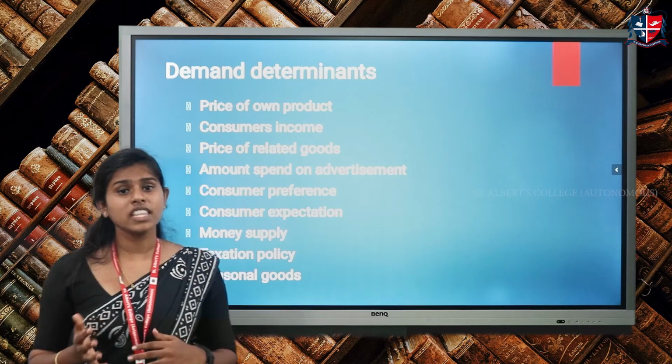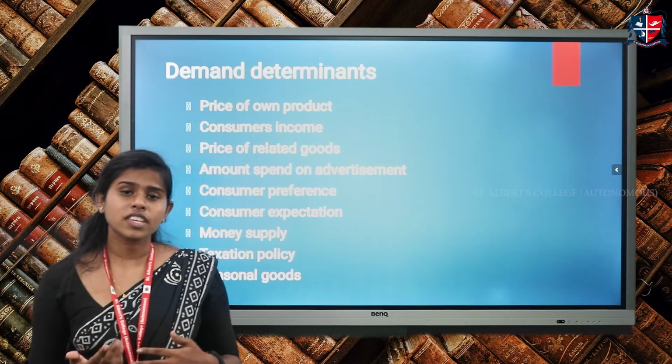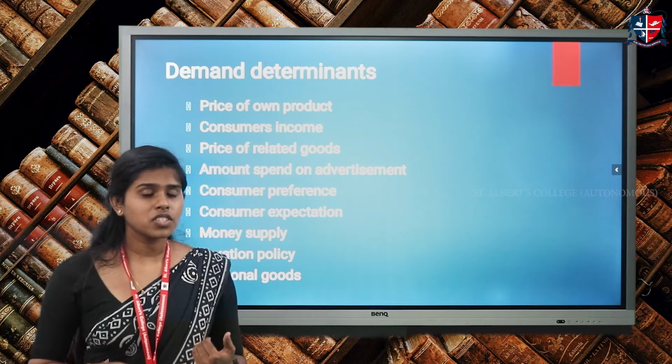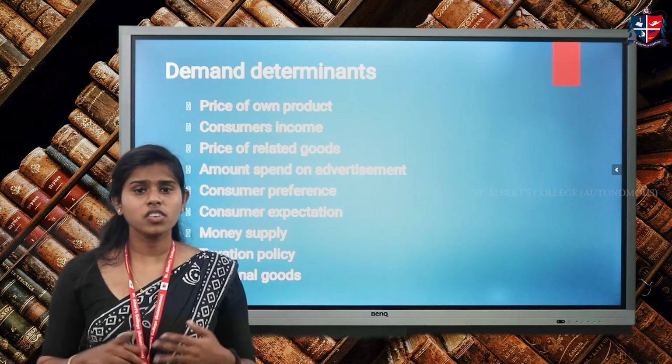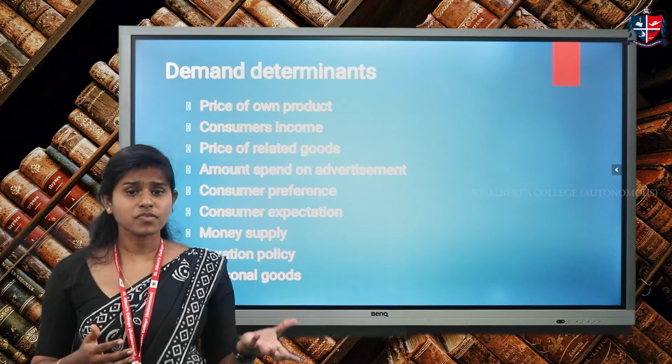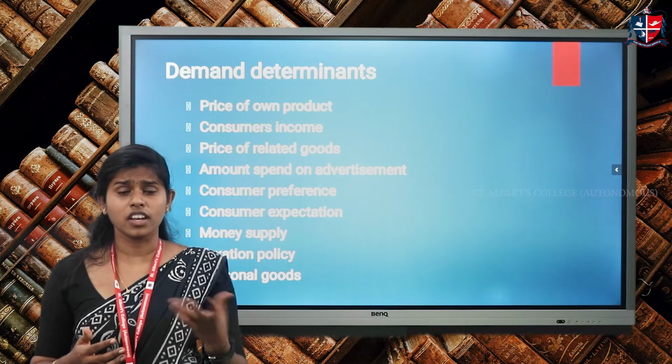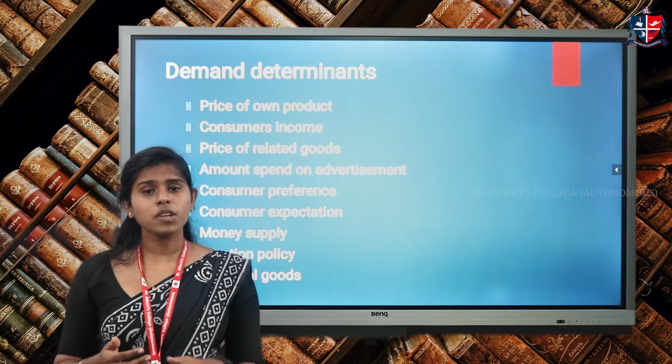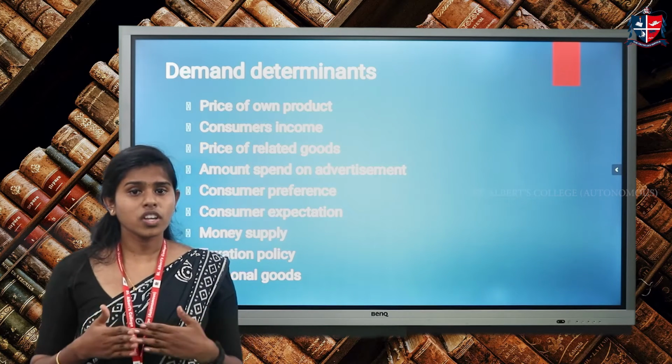Related goods, we have already covered the substitution part. The related goods can be classified into substitute goods and complementary goods. Substitute goods are like tea or coffee, or maybe pen or pencil. They are like the substitute goods, and the complementary goods are those that go with each other.